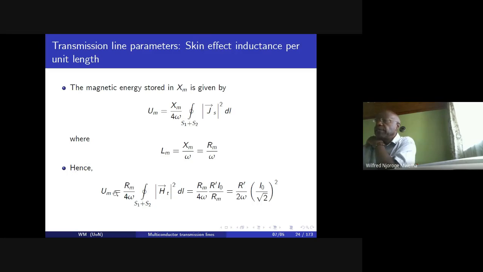Therefore, the total energy stored in the magnetic field is given by Rm over 4 omega, which is equal to Rm over 4 omega, R prime I naught by Rm, equal to just R prime by 2 omega, multiplied by I naught over square root of 2, all squared. Now, this gives us the RMS value of the current, and therefore we can see that this is exactly what we get for the energies.